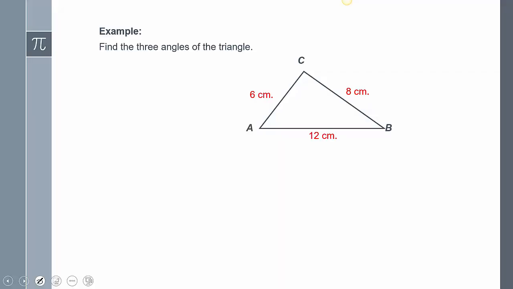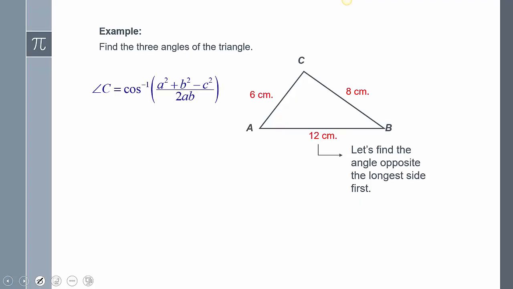So here's an example. It says find the three angles of the triangle. So let's find the angle opposite the longest side first. So I want to find angle C. Now, like I said, I can just use the formula. If that's easy to memorize, go for it.